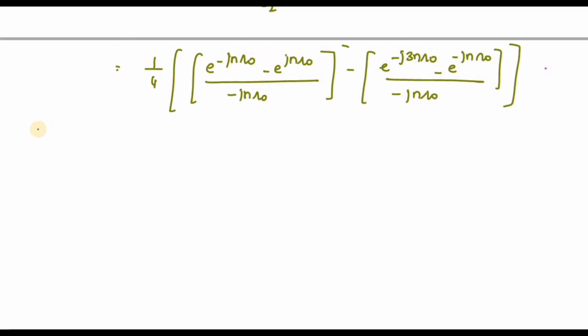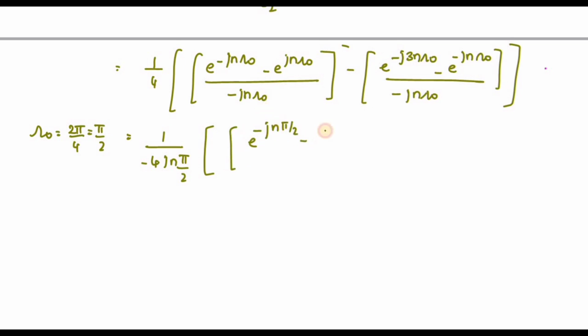So here the omega naught value is equal to 2 pi divided by 4, right? That is pi by 2. So you substitute this pi by 2 here. So in this you take 1 by 4 minus j n, this is pi by 2, right? Instead of omega, I am going to substitute pi by 2, and I have taken this as common, right? So e power minus j n pi by 2 minus e power j n pi by 2, minus e power minus j 3 n pi by 2 plus e power minus j n pi by 2.